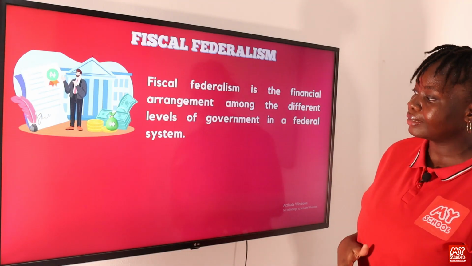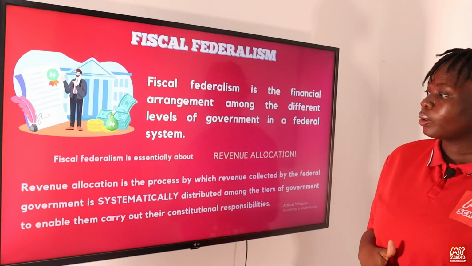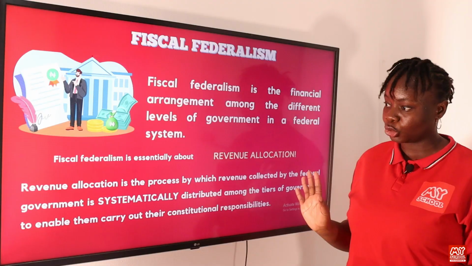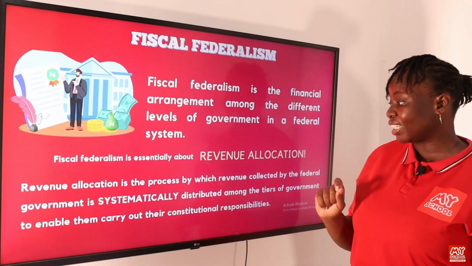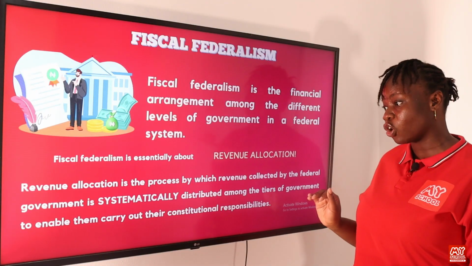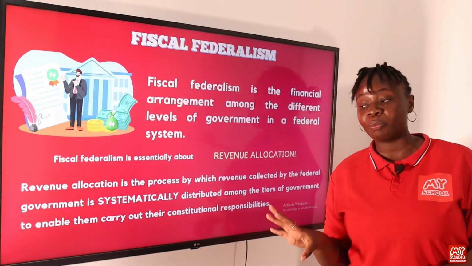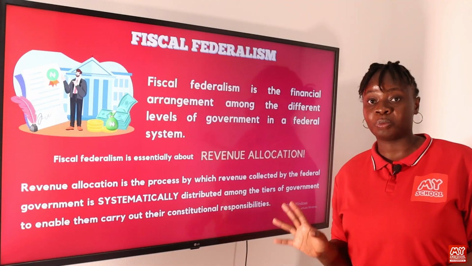Let's move on to the next slide. So when we're talking about fiscal federalism, it is essentially about revenue allocation. Revenue allocation is the process by which revenue collected by the federal government is systematically distributed among the various tiers of government to enable them carry out their constitutional responsibilities.